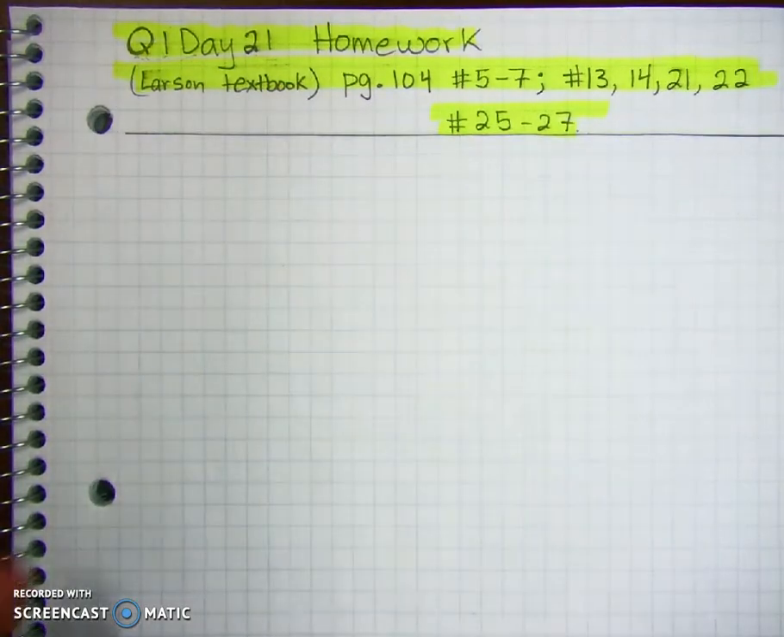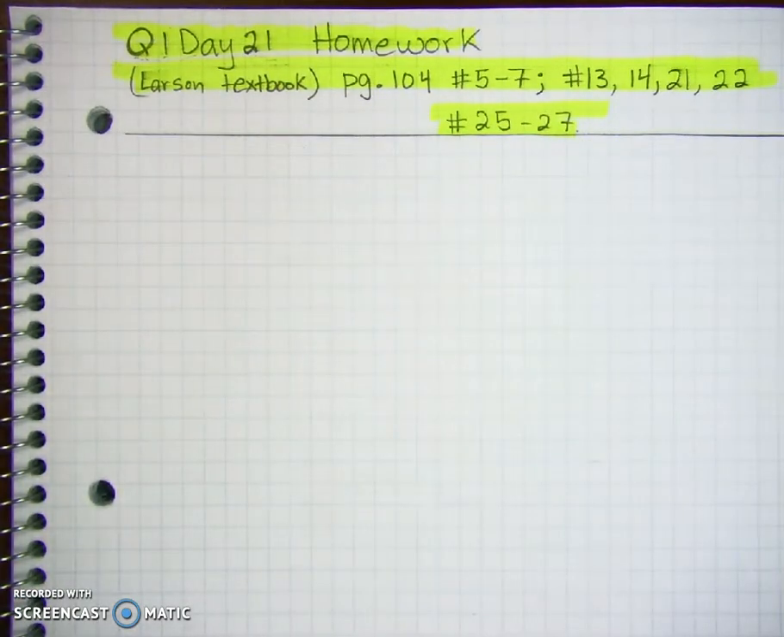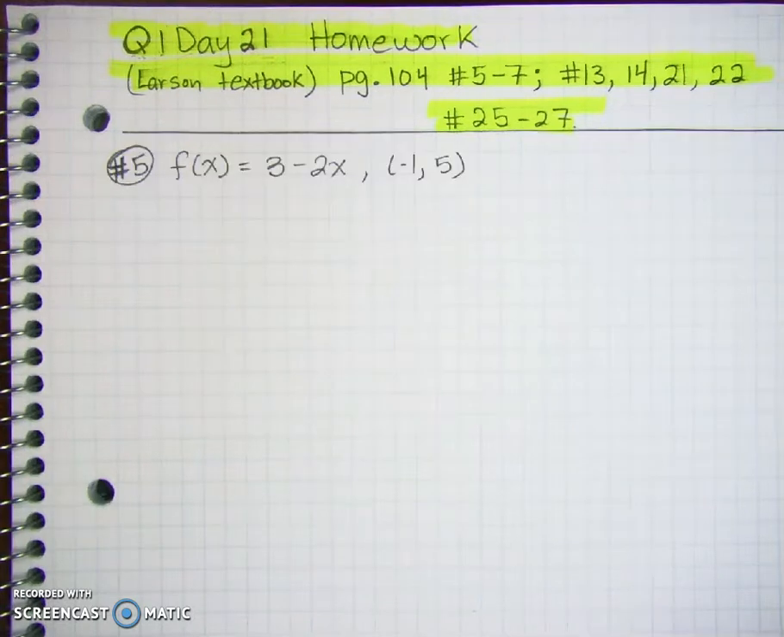All right, I'm going to go over problem number 5. It says, find the slope of the tangent line to the graph of the function at the given point. And they give you the function and the point. The function that's given to us is 3 minus 2x. The point is negative 1, 5.